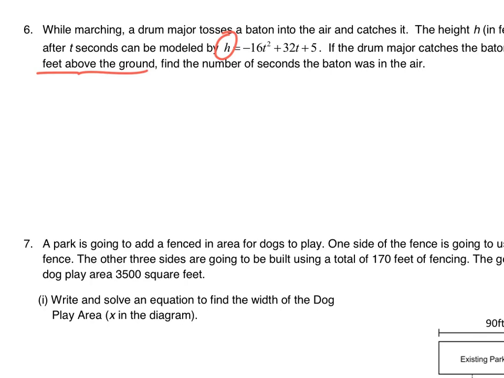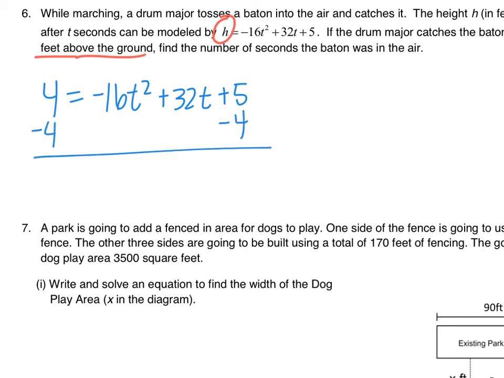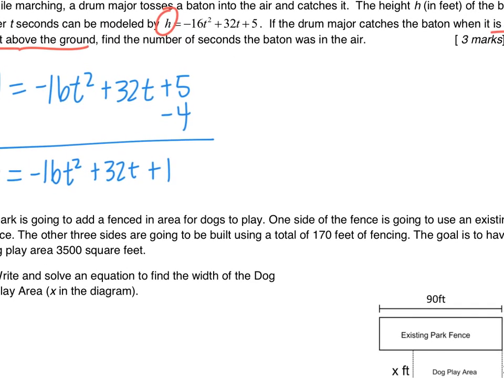So 4 equals -16t squared plus 32t plus 5. So to be able to do the quadratic formula, this side needs to equal 0. So I'm going to subtract that out of there. 0 equals -16t squared plus 32t plus 1.